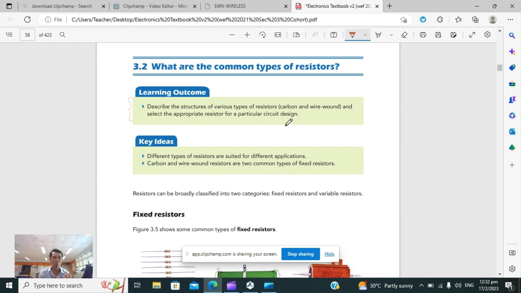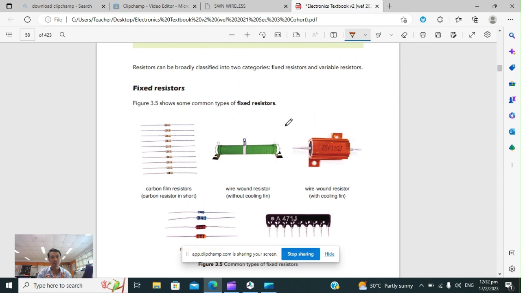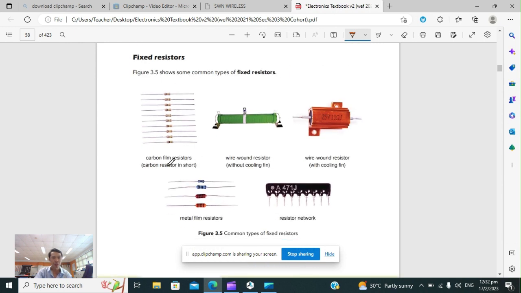Okay, and then depending on what your application is, we have to choose the correct kind of resistors. First of all, there are two kinds of resistors, mainly the fixed resistors, where what you see is what you get. You can't change the resistance. Then there is another kind called variable resistors. So let's take a look at fixed resistors first. In fixed resistors, you've got two kinds: the carbon film resistors and the wire wound resistors.